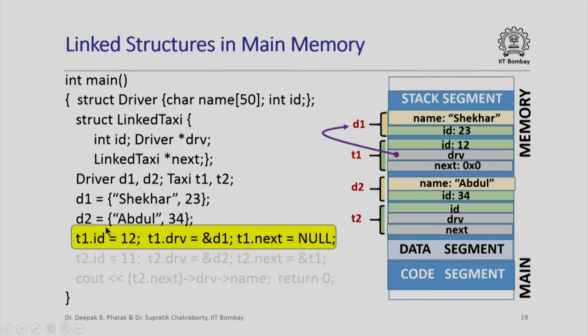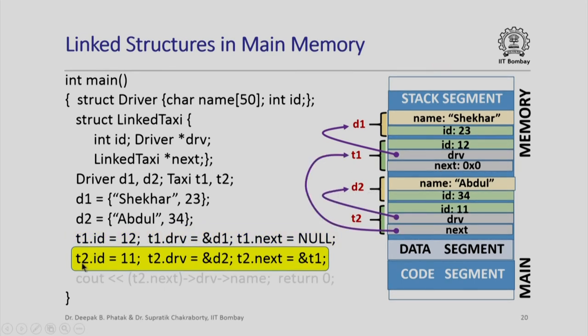Now suppose I execute this assignment statement, T1.id is assigned 12. So in the space allocated for member ID of the variable T1, 12 is copied. T1.drv is assigned the address of D1, so T1.drv is now going to point to D1, and T1.next is null. Null is of course the zero pointer, so in the space allocated for next in the variable T1, the all-zero value is stored. What about the next sequence of assignment statements?